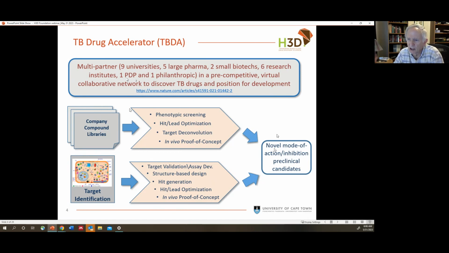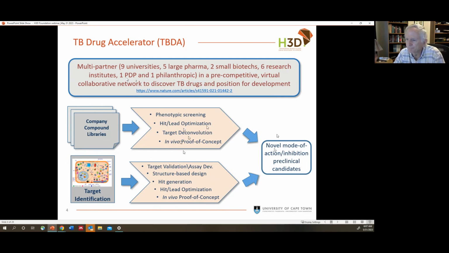So the approach was taking compound libraries, a lot of these provided by the large pharmaceutical companies, carrying out phenotypic screening, finding hits, and carrying on optimization programs to come up with compounds that could work in the body. There is work done for target deconvolution. We'd like to know the mode of action of these phenotypic screening hits.